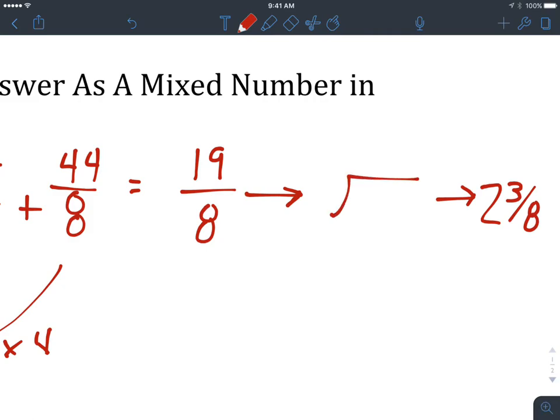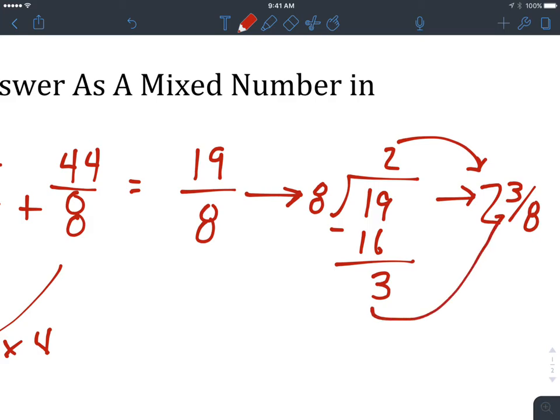And if you need that division, that would be 19 on the inside, 8 on the outside. 8 goes into 19 2 times. 19 minus 16 has a remainder of 3, and so the top number becomes your whole number. The remainder becomes your numerator, and then the 8 stays the same. So 2 and 3 over 8.